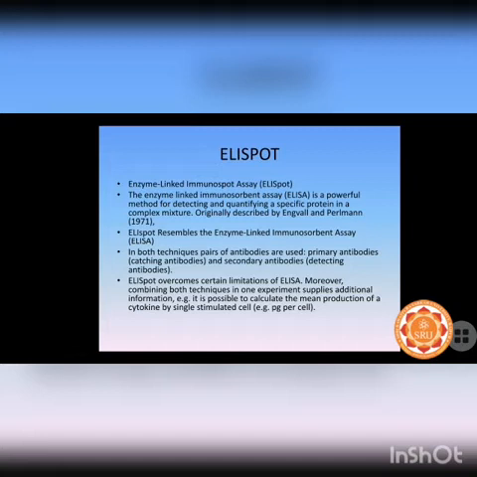ELISAs are typically performed in 96-well or 384-well polystyrene plates, which passively bind the antibodies and the proteins. So it is the binding and the immobilization of reagents that makes ELISA easy to design and perform.